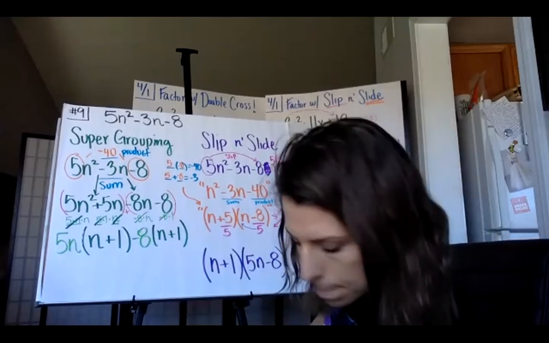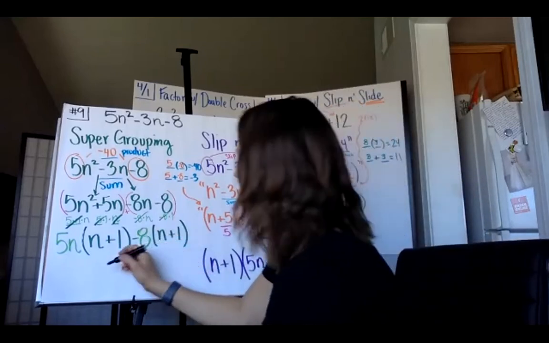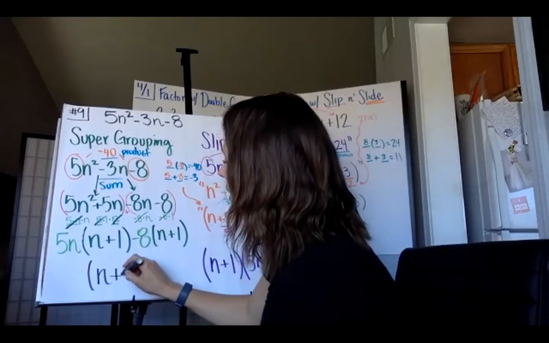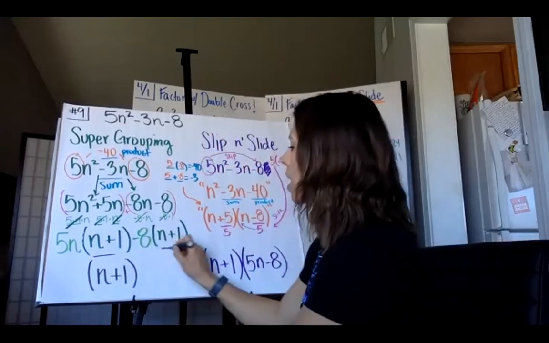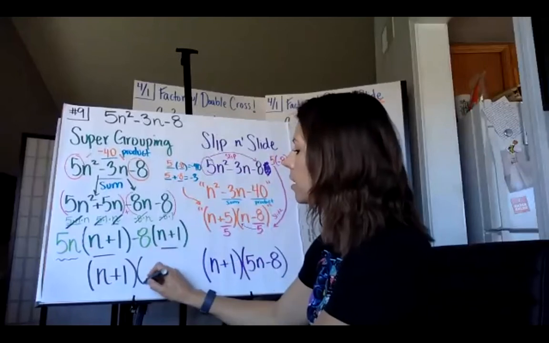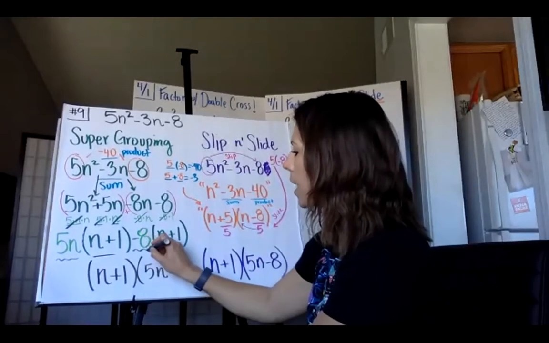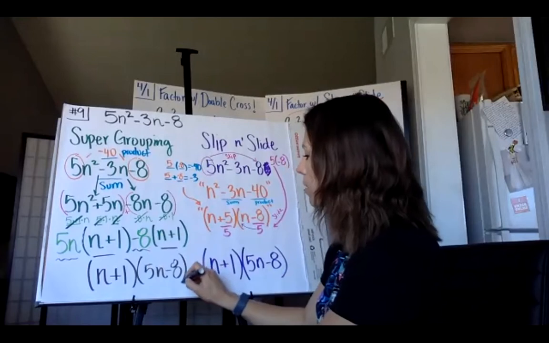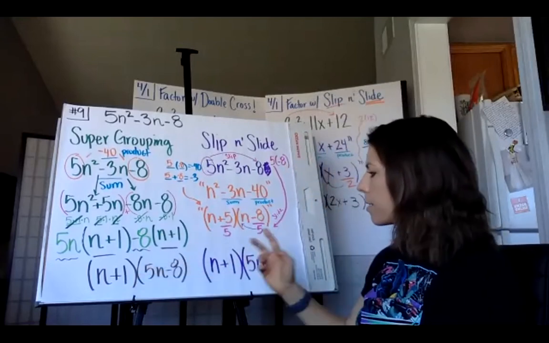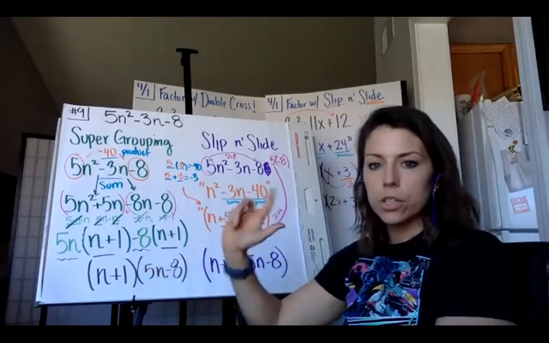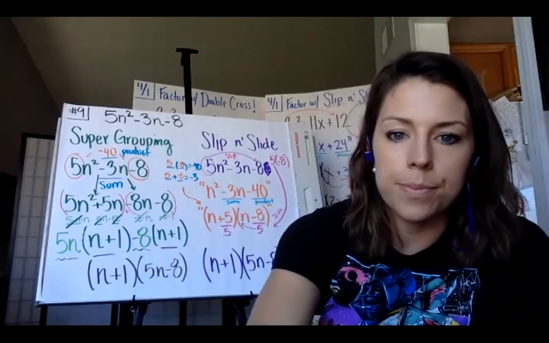Bring it all back together. Final answer. First binomial, n plus 1. Once that's gone, I'm left with 5n from the first minus 8 from the second. So there you have it. Same exact answer, 2 different methods.